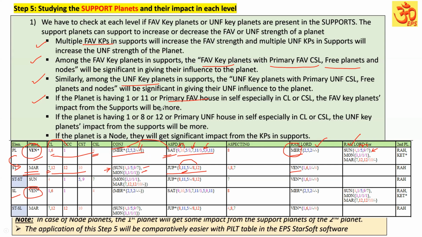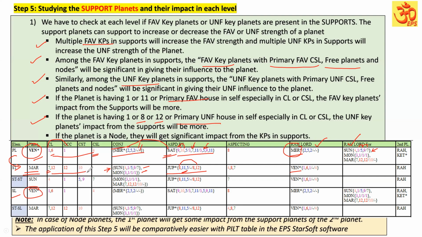And on the unfavorable side, if the planet is the Lagna, being the Lagna, it can get the unfavorable impact also through the support strongly. If it is the 8th Lord or 12th Lord, or a primary unfavorable house in itself, is it the 8th Lord? No. This planet is the 12th Lord. Yes, being the 12th Lord, it can get the influence of the unfavorable key planet strongly.